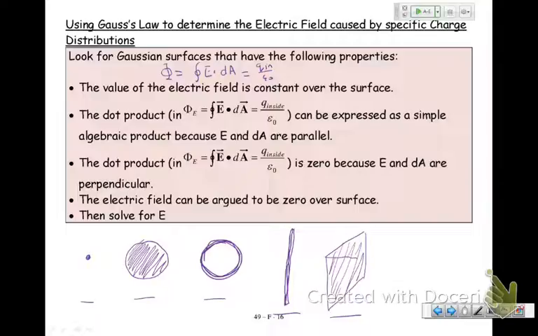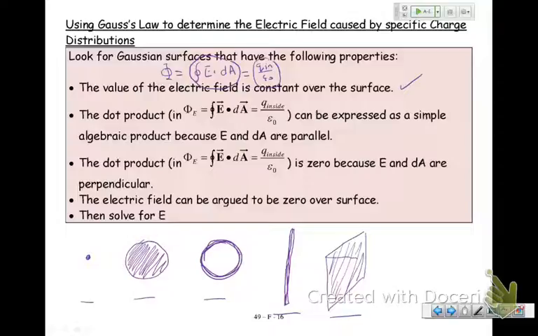If you think about it, you're going to be given a Q and you know an epsilon naught, and you're going to want an E. So you're not going to be using this bit so much. You're going to be using these two in the middle and on the right-hand side. But how do we do this? We say the value of the electric field is constant over the surface. We look for a Gaussian surface where E is constant on the surface, or E is 0.